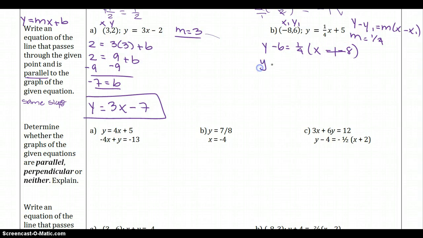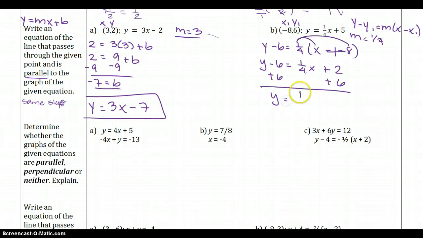Okay, let's distribute. So 1/4 times x is 1/4 x. 1/4 times 8. Well, 4 goes into 8 positive 2 times. Now we just get y by itself by adding 6 and adding 6. y equals 1/4 x plus 8. This is now in slope-intercept form.